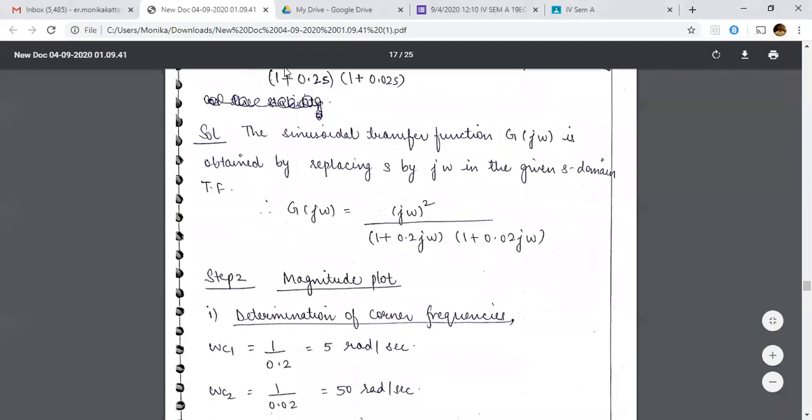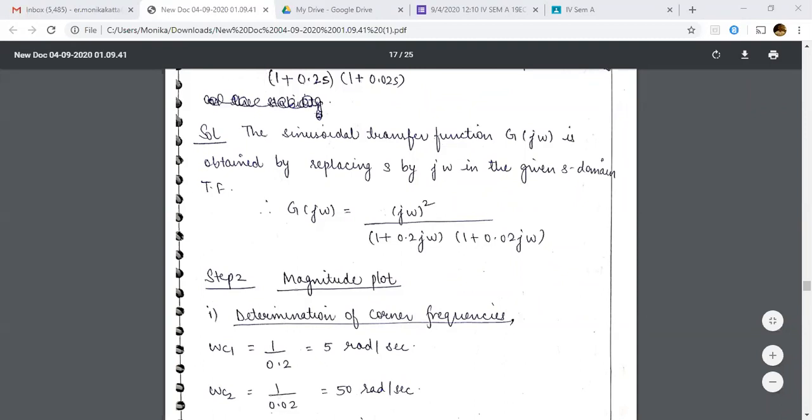Remember I told you this is 1 plus ST, and your corner frequency is determined at omega equals 1 upon T. So for omega C1, what will be your corner frequency? 1 upon 0.2. For the second expression, let us represent the second corner frequency by omega C2. It will be 1 upon 0.02. This is your T. So you have got 1 upon 0.2 is 5 radians per second, and 1 upon 0.02 is 50 radians per second.